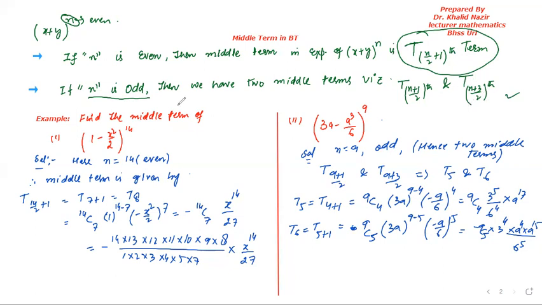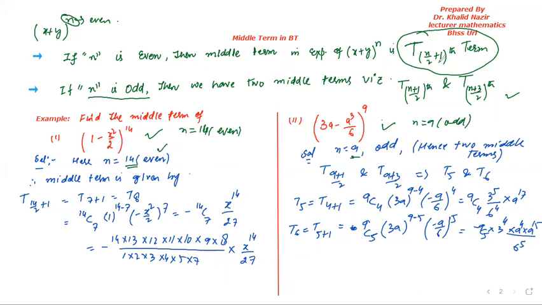Let's illustrate this by two examples. Find the middle term of this expansion and this expansion. See here, we have deliberately chosen n equal to 14. That is, n equal to 14 means it's an even number. And here n equal to 9, this is an odd number, right? So here it is even, it means only one middle term.